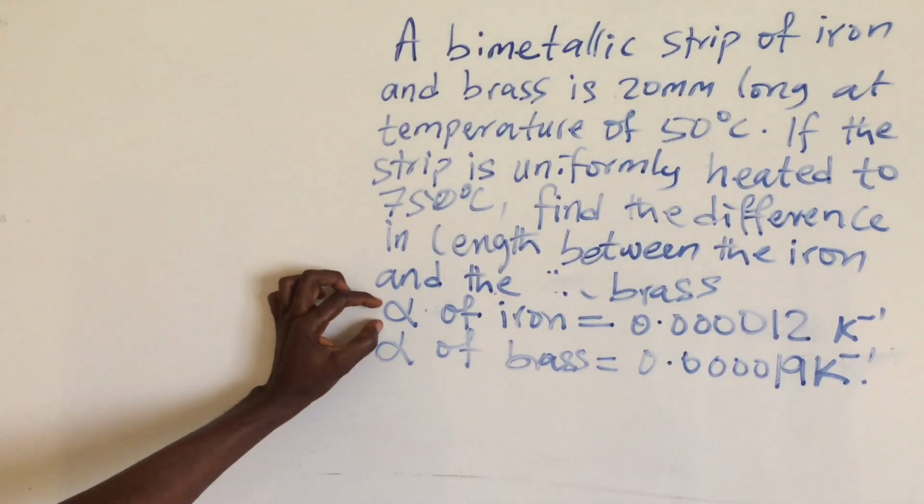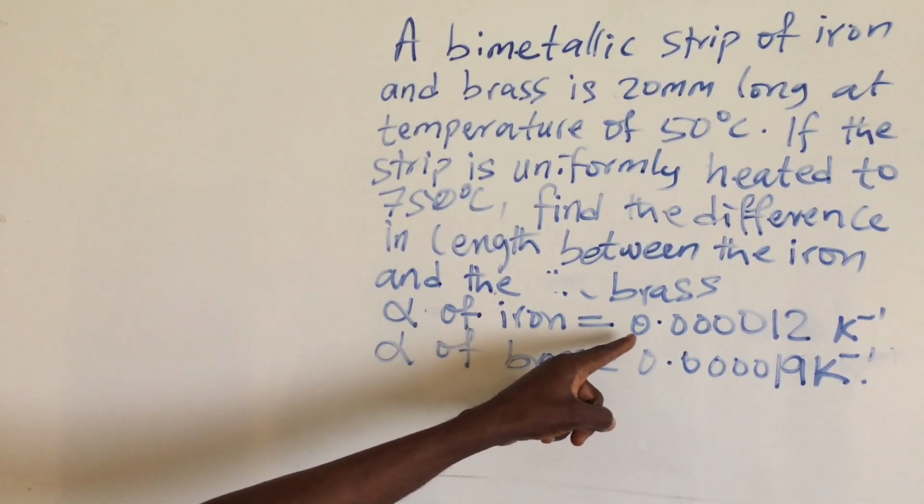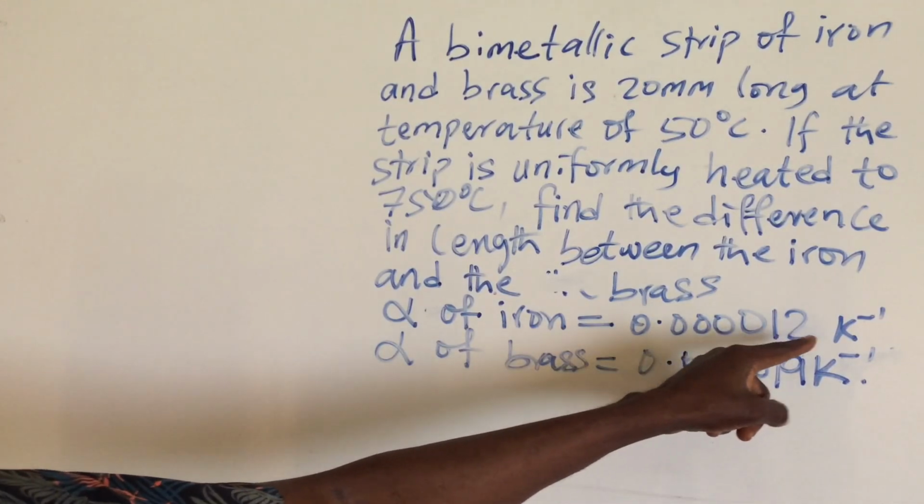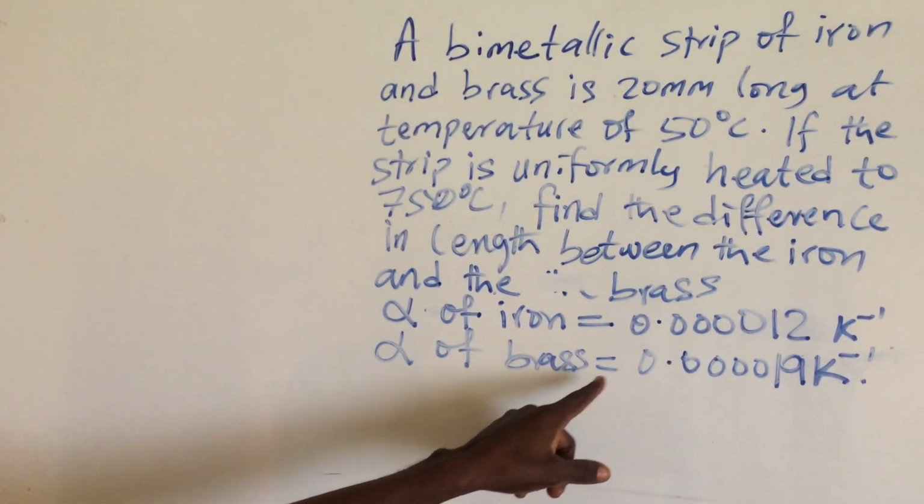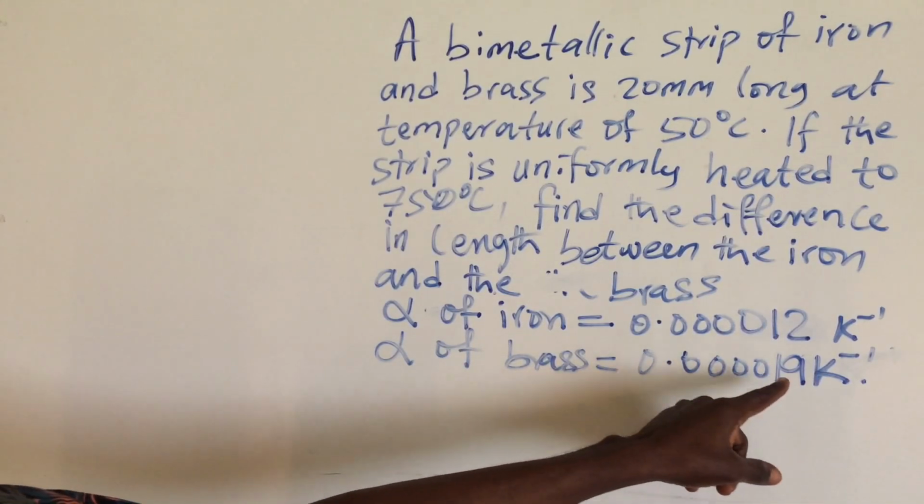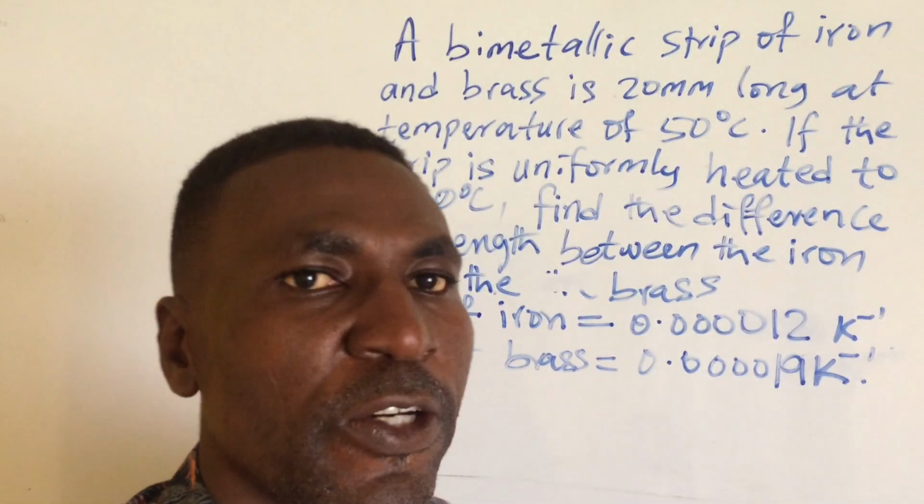I use this to represent the linear expansivity, okay? The linear expansivity of iron is equal to 0.000012 per Kelvin. And the linear expansivity of brass is 0.000019 per Kelvin, okay? So now let's solve it, okay?